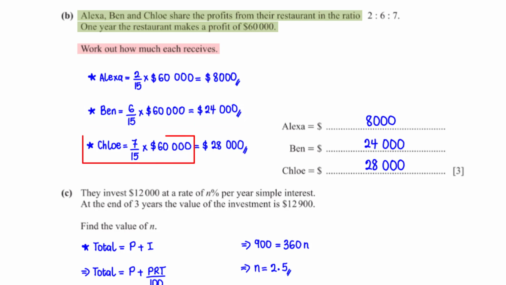$24,000. The amount Chloe receives is equal to the ratio share for Chloe, which is 7, divided by 15, times $60,000. This gives us $28,000.